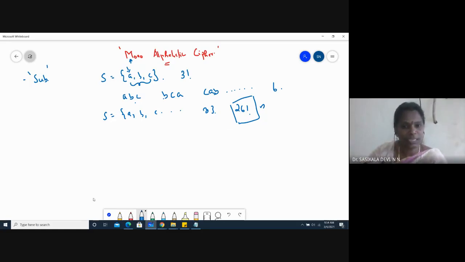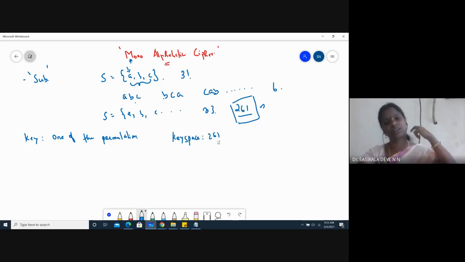So what is the key here? The key is a permutation, one of the permutations. The key is not a character. The key is one of the permutations. How many permutations are available? 26 factorial permutations are available. So here the key space is 26 factorial.